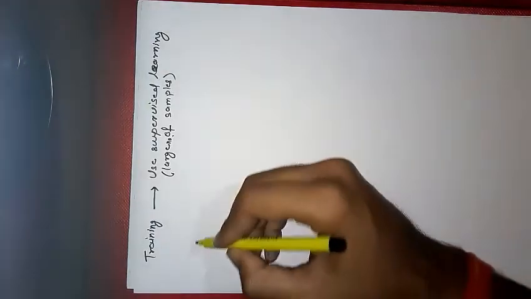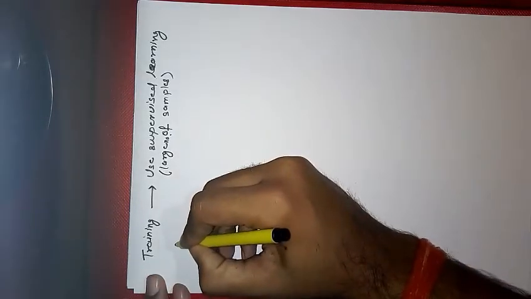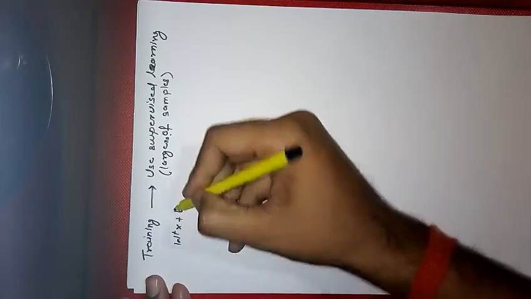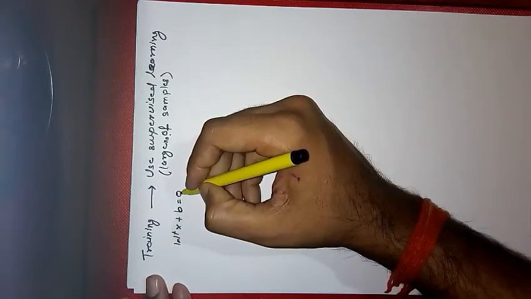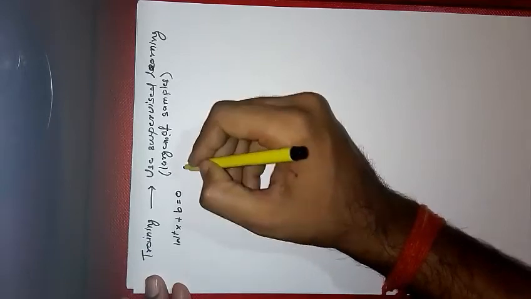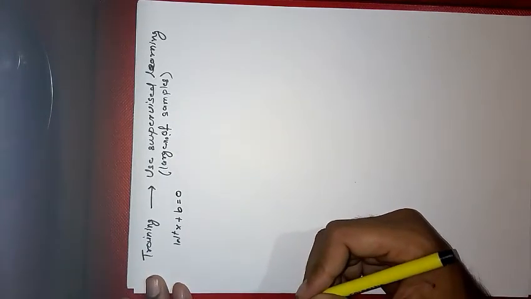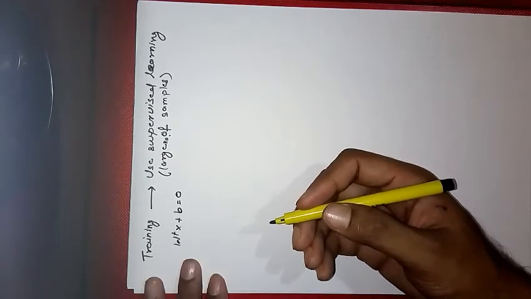For every training sample we start with the value for the equation w transpose x plus b equals 0, for class C1, and again we train all the samples with the help of this equation for class C2.